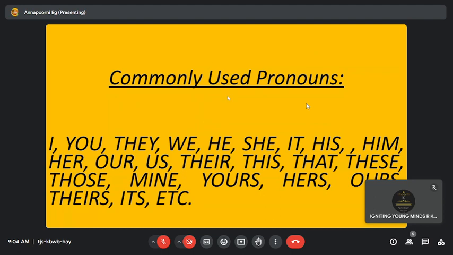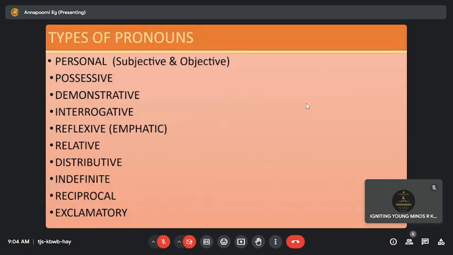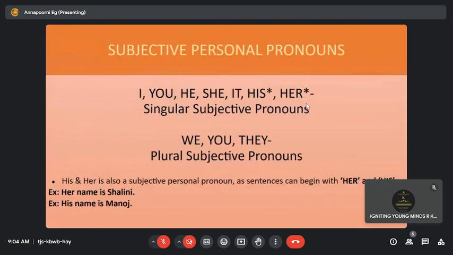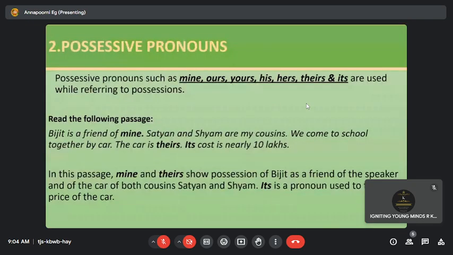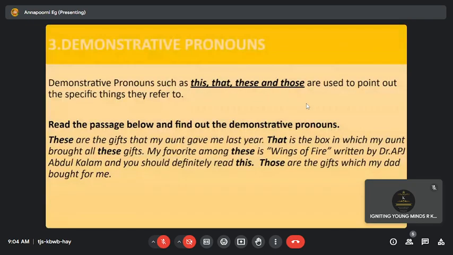Okay. So now moving to the types of pronouns, we discussed there are 10 types of pronouns. We completed personal and possessive, if I'm not wrong. And demonstrative, we have just started, I think. I don't exactly remember. Anyways, we will start with demonstrative once again.